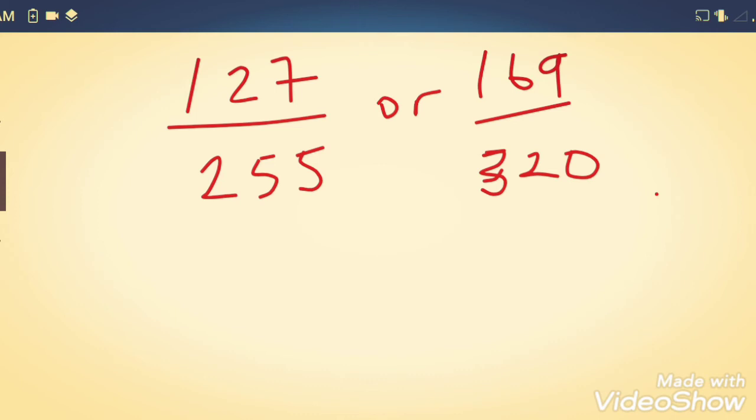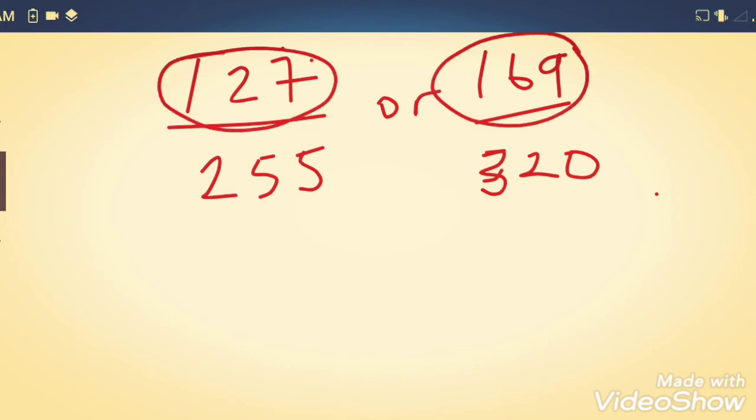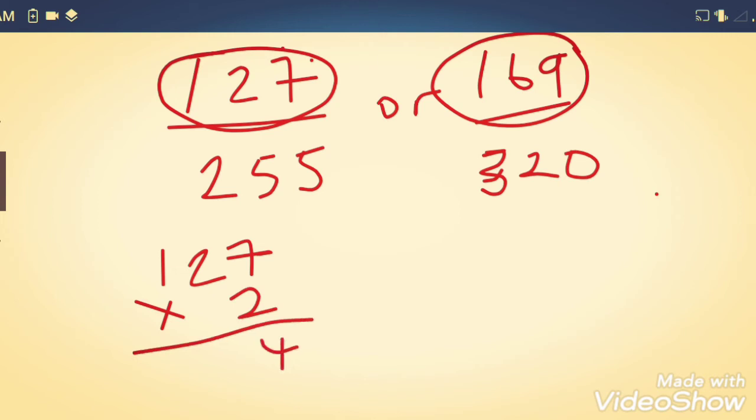What you do is multiply the numerator by 2. So here we have 127 times 2. 2 times 7 is 14, so we write 4, keep 1. 2 times 2 is 4 plus 1, that's 5. 2 times 1 is 2. Now you can see that 254 is slightly less than 255, meaning that 127 over 255 is slightly below the middle, that's half of it.